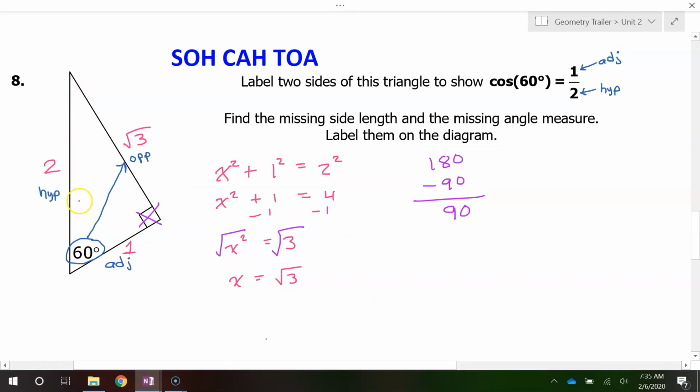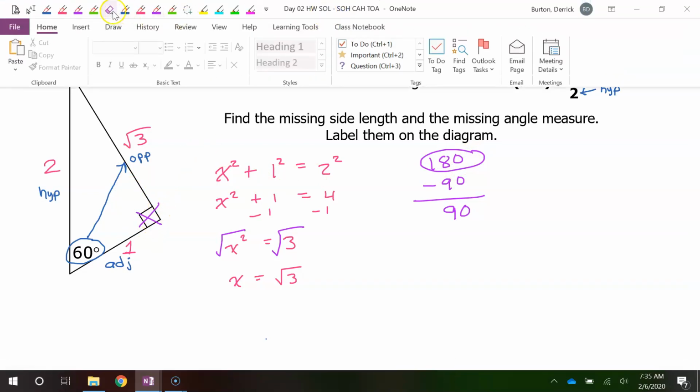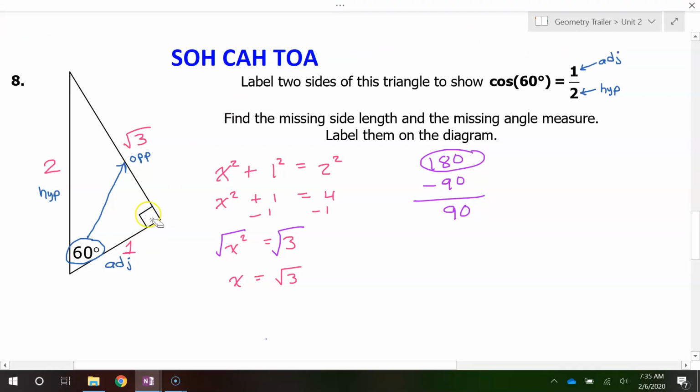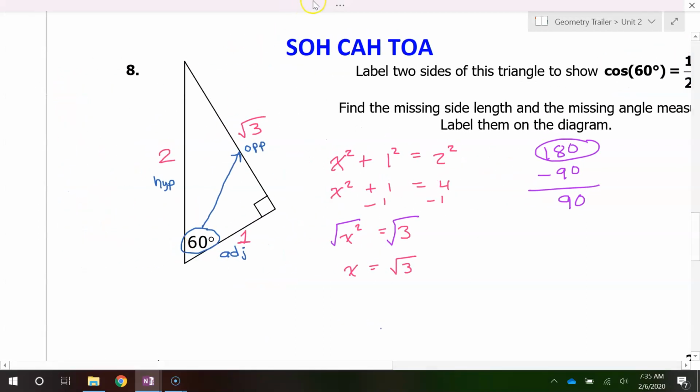So a shortcut, instead of always dealing with 180: during this unit, we're going to be dealing with right triangles over and over again. Since we already have 90 degrees right here, that will always leave 90 degrees for the other two. So the other two angles always have to add up to 90. I have 90 degrees that must be shared between this angle and this angle.